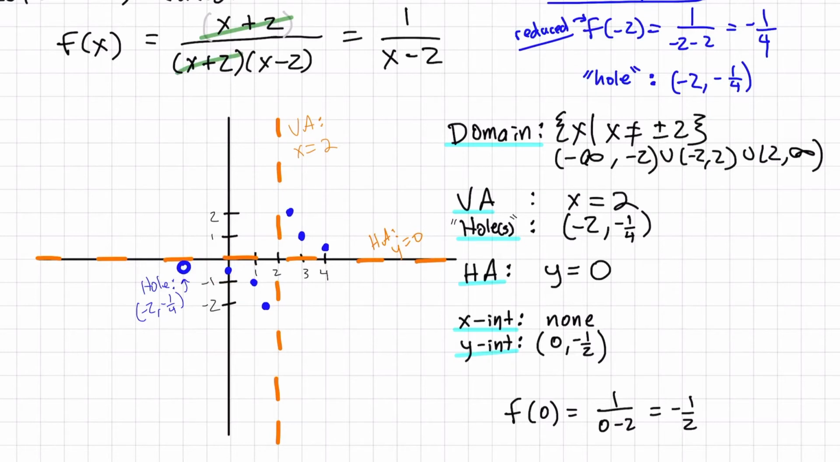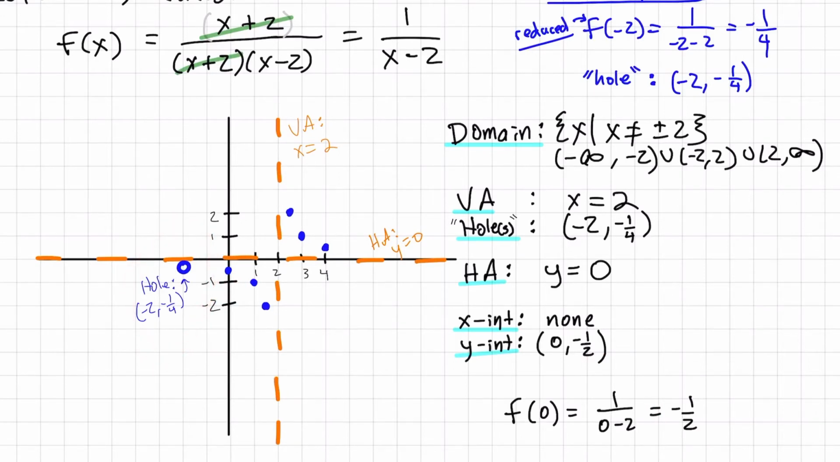So all this is stuff that we should be able to figure out previously. The only thing that's really new is this business about the hole. We also knew about our y-intercept because I could just plug in f of 0. If I plug in f of 0, you can plug it into the reduced function or the original one, and we end up with negative half. So that's also how I knew that it was there. All right, so now let's talk about this thing called a hole.